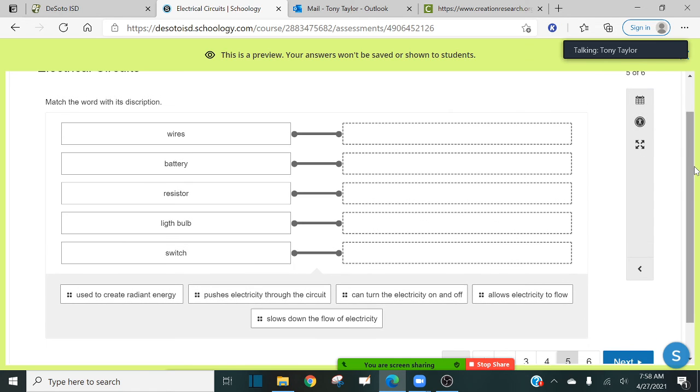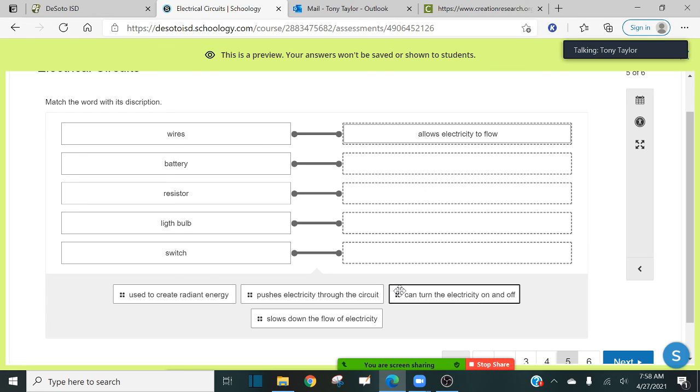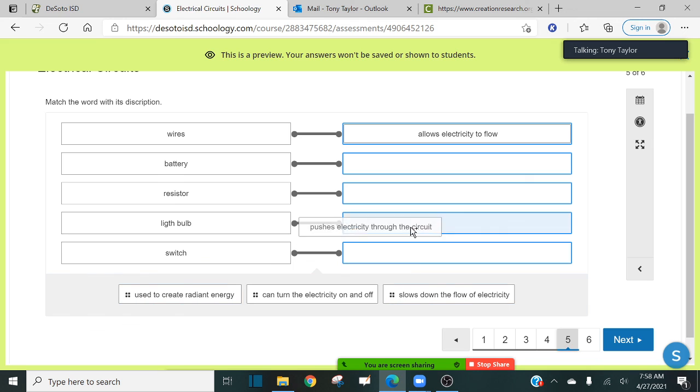The last one I want to talk about today, where it says match the words with this description. Okay. So let's start with wires. What are wires? Wires allow electricity to flow, right? Because wires are made up of copper, meaning that they are excellent conductors. They allow electricity to flow. Batteries push electricity through the circuit. Basically, they supply the potential difference for the circuit. Okay. A resistor, we've already talked about what a resistor does.